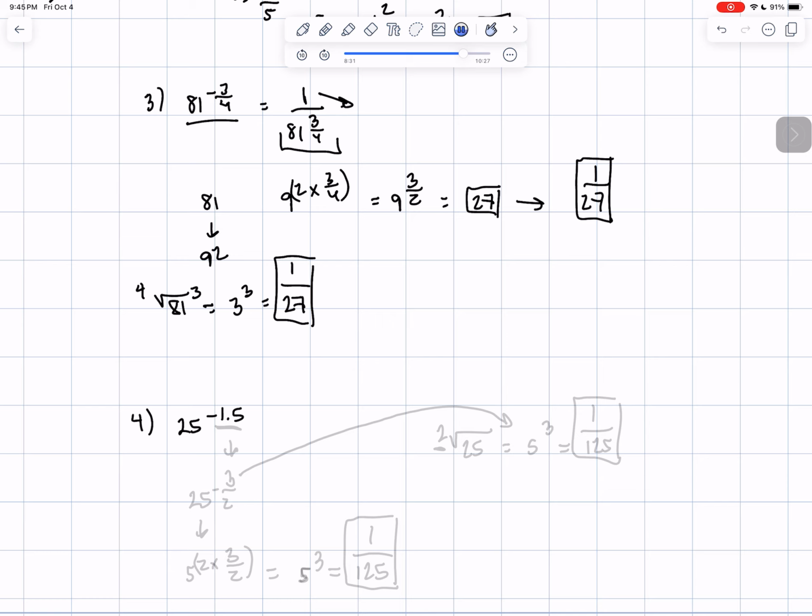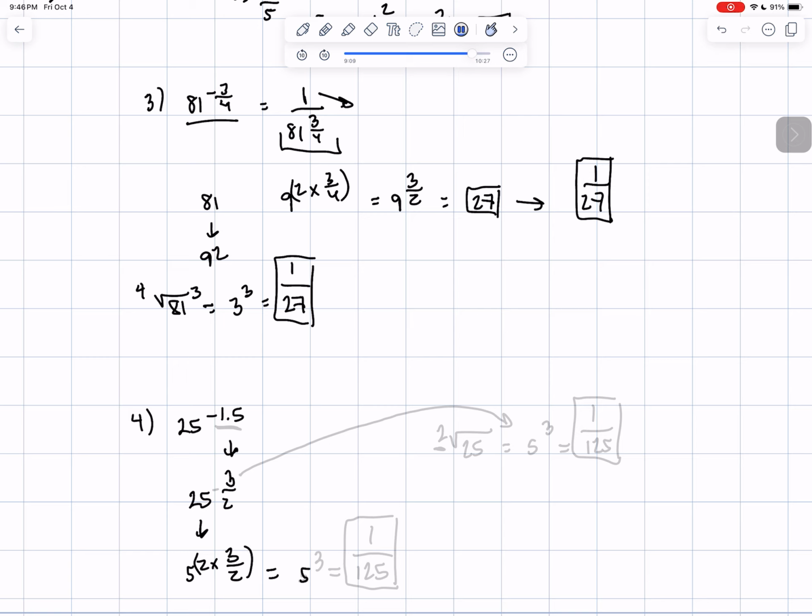Okay, so 1.5. Well, what fraction will give me 1.5? 4 over 3? No, that's not right. Let's try about 3 over 2. Yeah, you got it. So 3 over 2 is my fraction. So this can be written as 25 to the 3 over 2. Okay, now what gives me 25? Well, we just found that in the last example. We know that 5 squared gives me 25, so we know we're going to use 5 squared. Times that by my fraction.